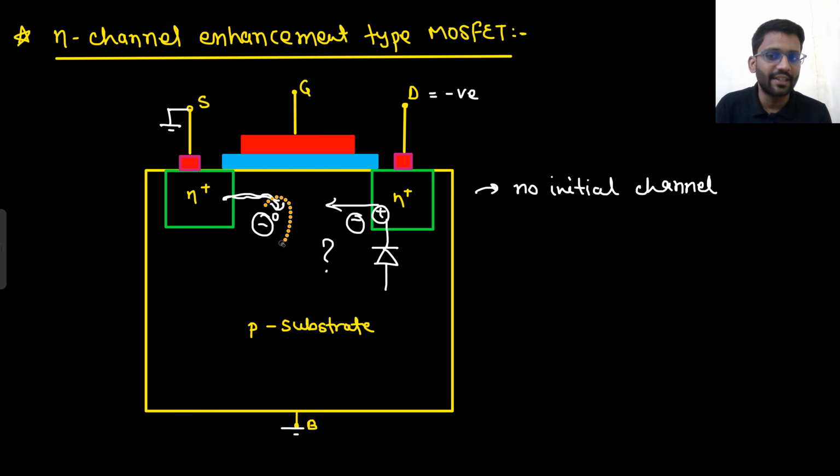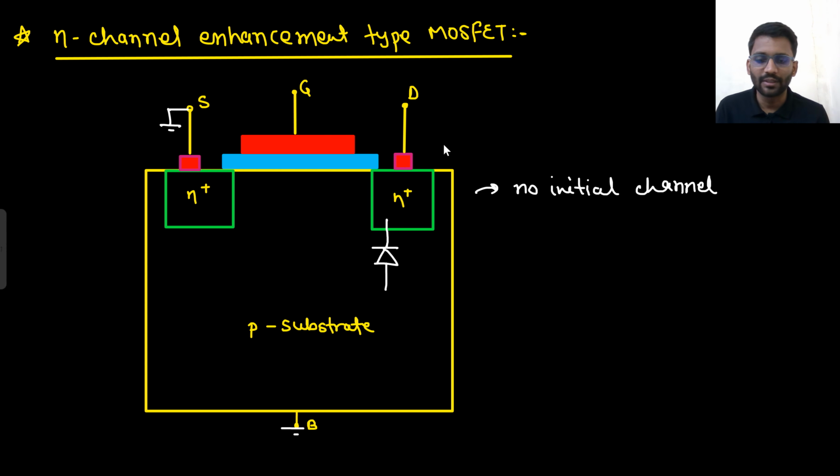You have to frame the channel. That's the main task. How will you frame the channel? Now that is the problem. So tell me, what potential will you apply to frame the channel? Positive gate potential or negative gate potential? What do you think? Take your time and think about it. I should apply positive gate potential.